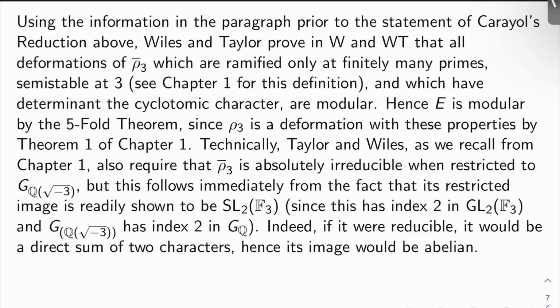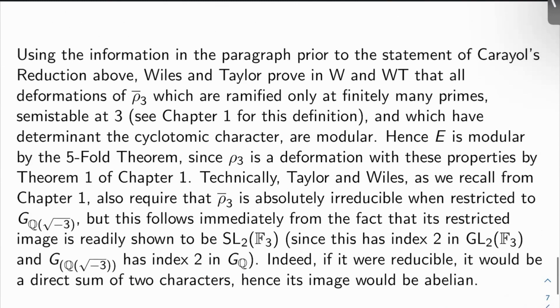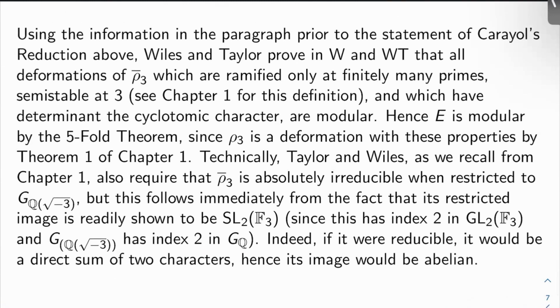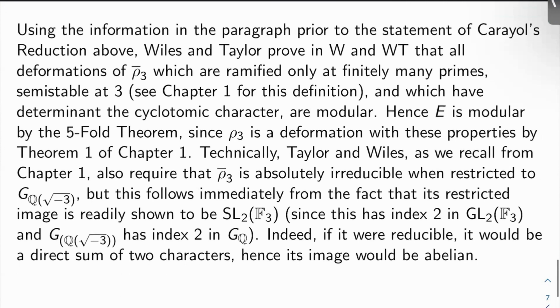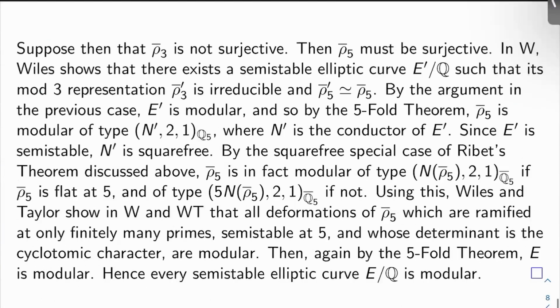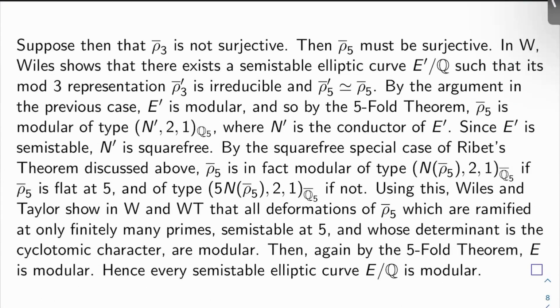Okay, perfect. So a lot of this should sound somewhat familiar if you've watched literally every video in my playlist so far. Okay, so this is what happens if rho bar 3 is surjective. What if it's rho bar 5 that's surjective? Well, what if rho bar 3 isn't surjective? Well, then we know from today that rho bar 5 has to be surjective, because one of the two has to be.